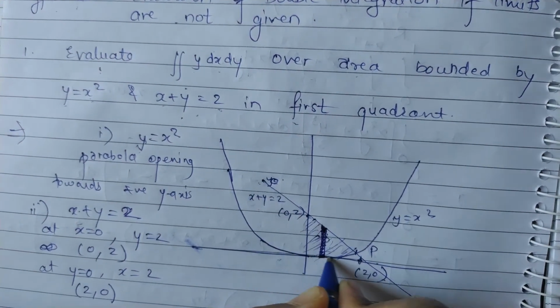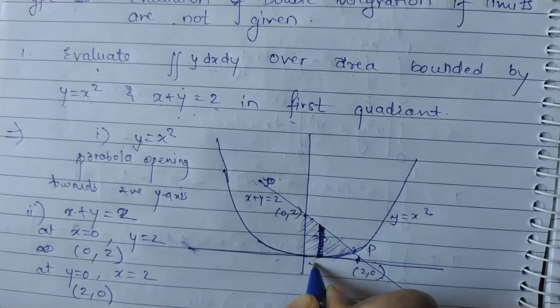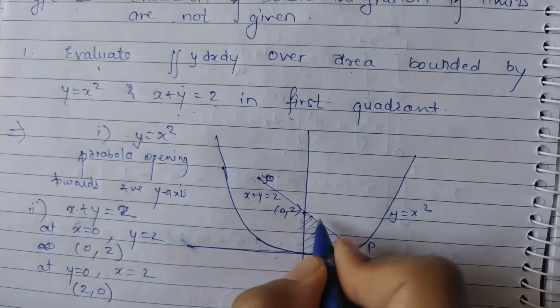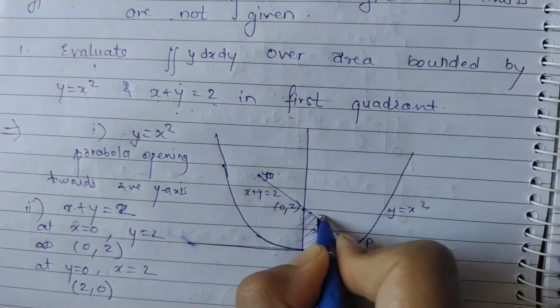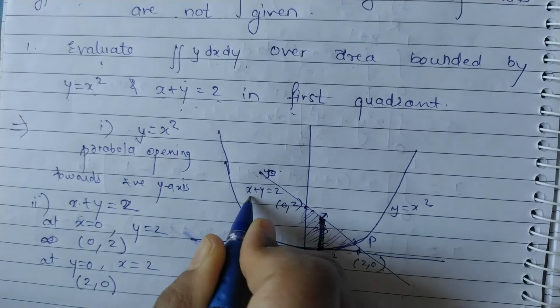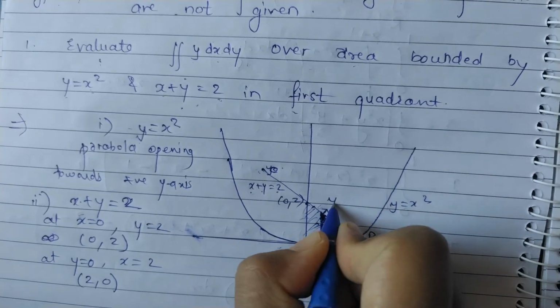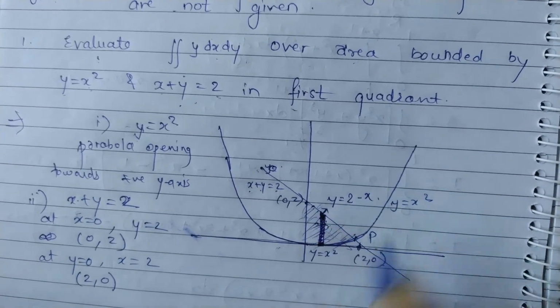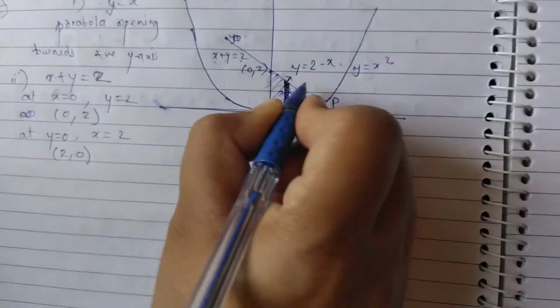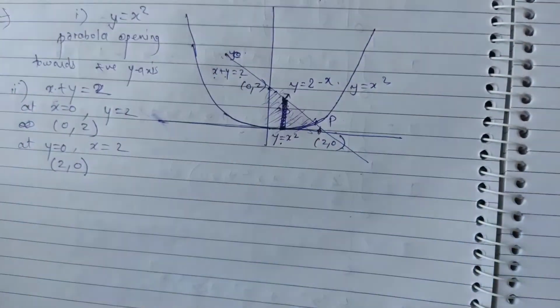So what is the lower point of this vertical strip? The lower point of the vertical strip lies on the parabola. That means the lower limit here is y is equal to x square. And what is the upper point? The upper point of this vertical strip lies on this straight line, that is x plus y equal to 2, that is y is equal to 2 minus x. So limits of y are sorted. What are the limits of y? x square to 2 minus x.